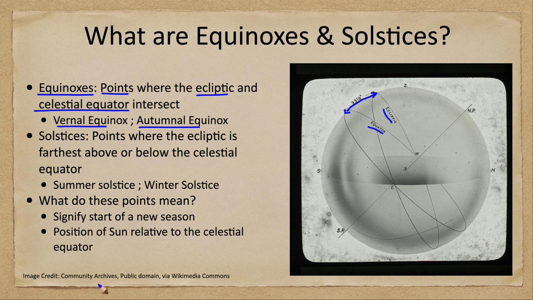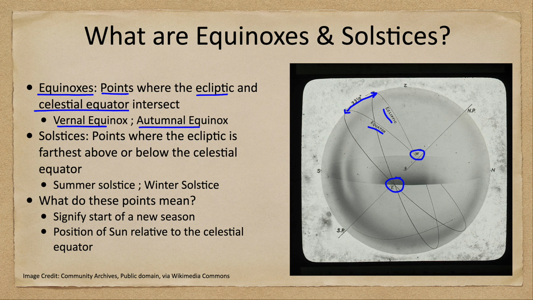So those 2 points here, we see one over here on one side and one on the far side over here. Those are the 2 points where those two circles will meet, and those are the equinoxes. So that's the time when the sun is on the celestial equator, and it gives us days of equal day and equal night. So on those 2 equinoxes, the days and nights will both be about 12 hours long.